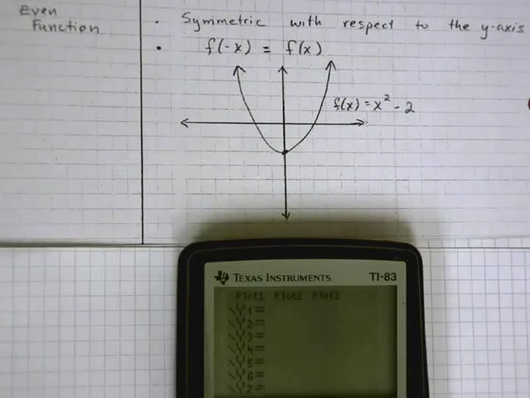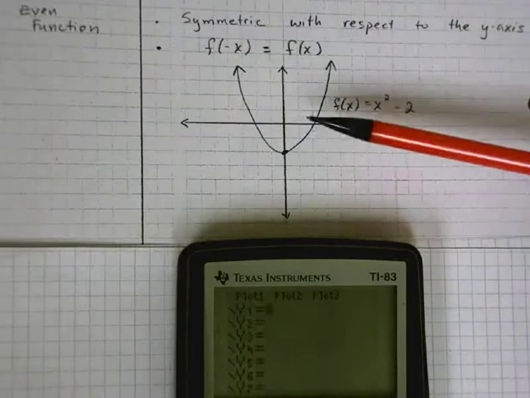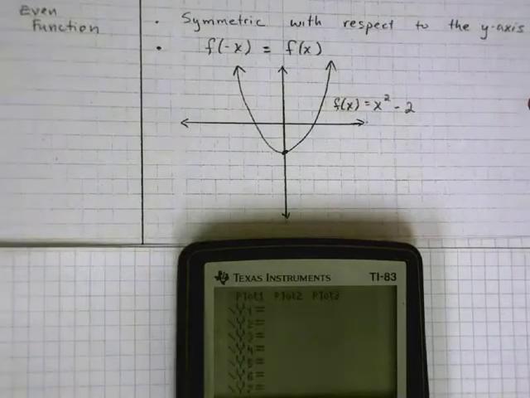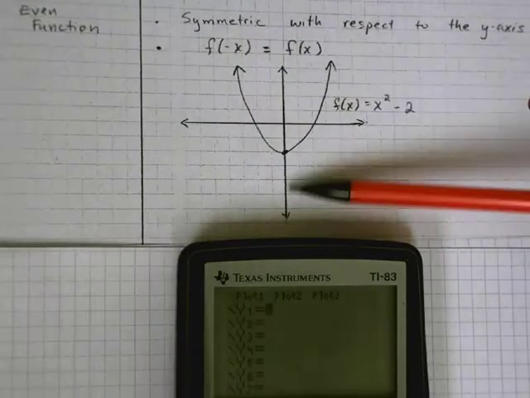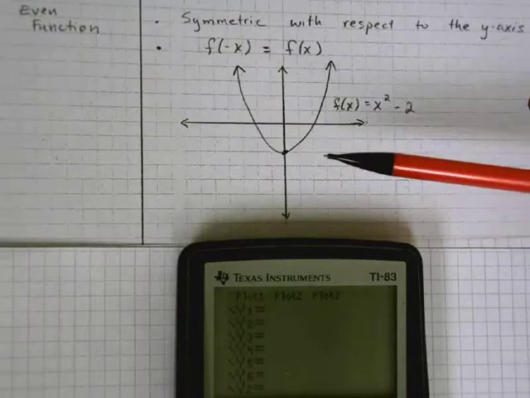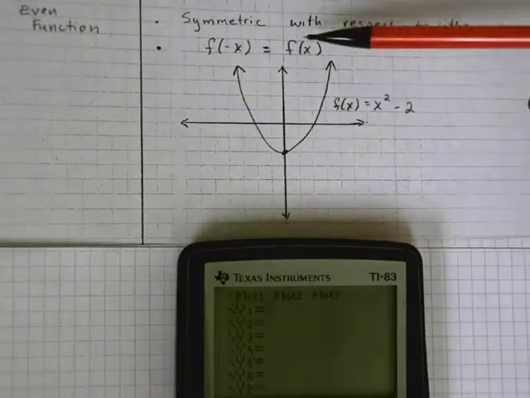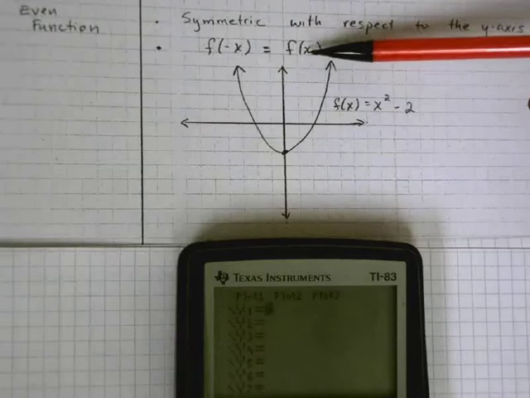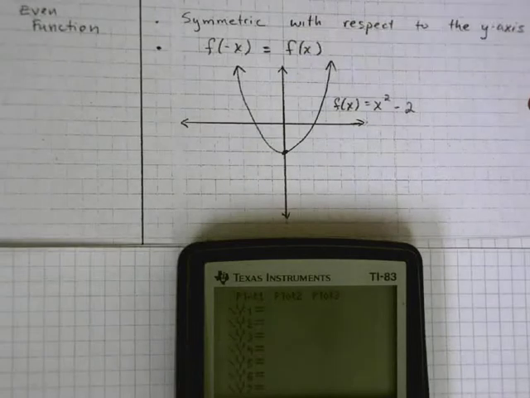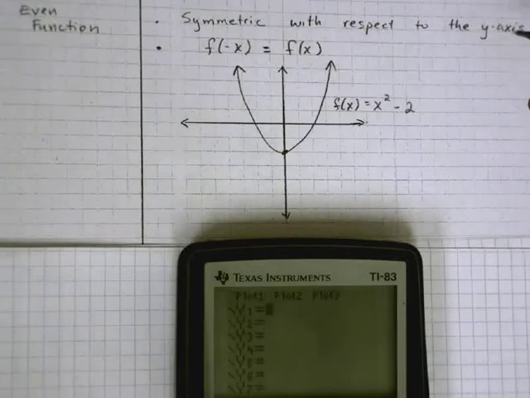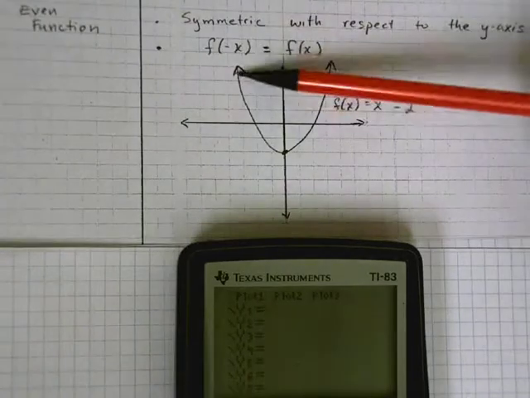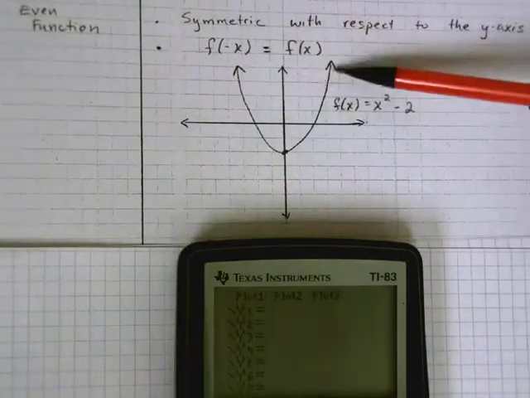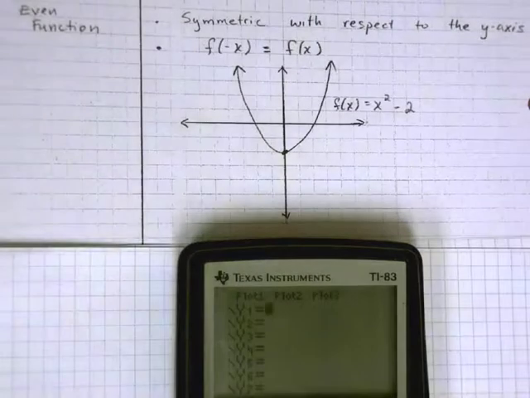From a graphical standpoint, that's what it means for the left side and the right side to be mirror images of each other, and the y-axis here acts as the mirror. I also have written down the algebraic definition of an even function: f of negative x equals f of x, and we're going to look at that in a minute. But right now we're just going to look at the graphical definition of the function.